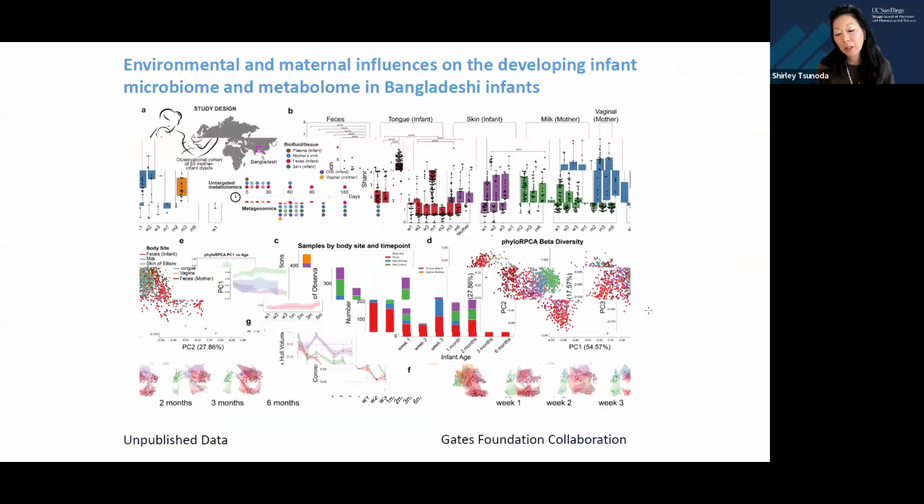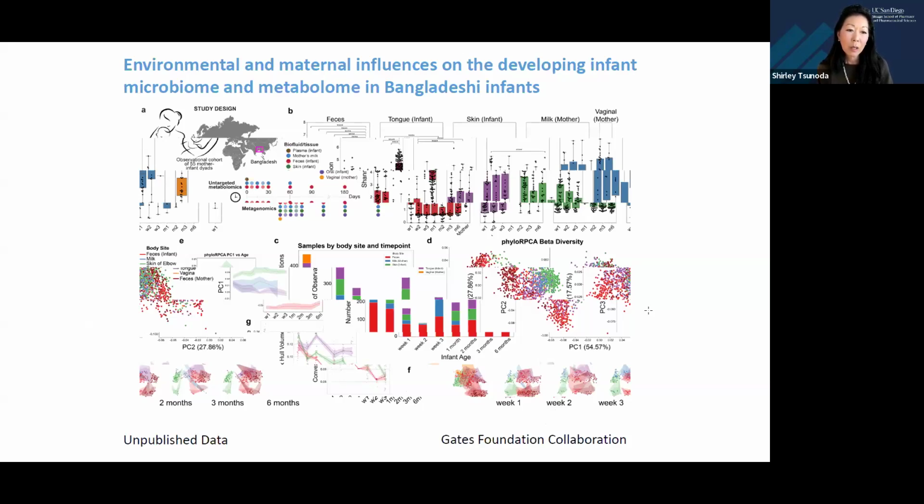And now I just wanted to tell you about a developing story that we are involved in, and this is unpublished data. This is just another example of some of the research that we have the capability of doing, and particularly of combining the microbiome and the metabolome analysis. So this is a study that we are fortunate to be collaborating with the Gates Foundation on, in a mother-baby dyad longitudinal study in Bangladesh.